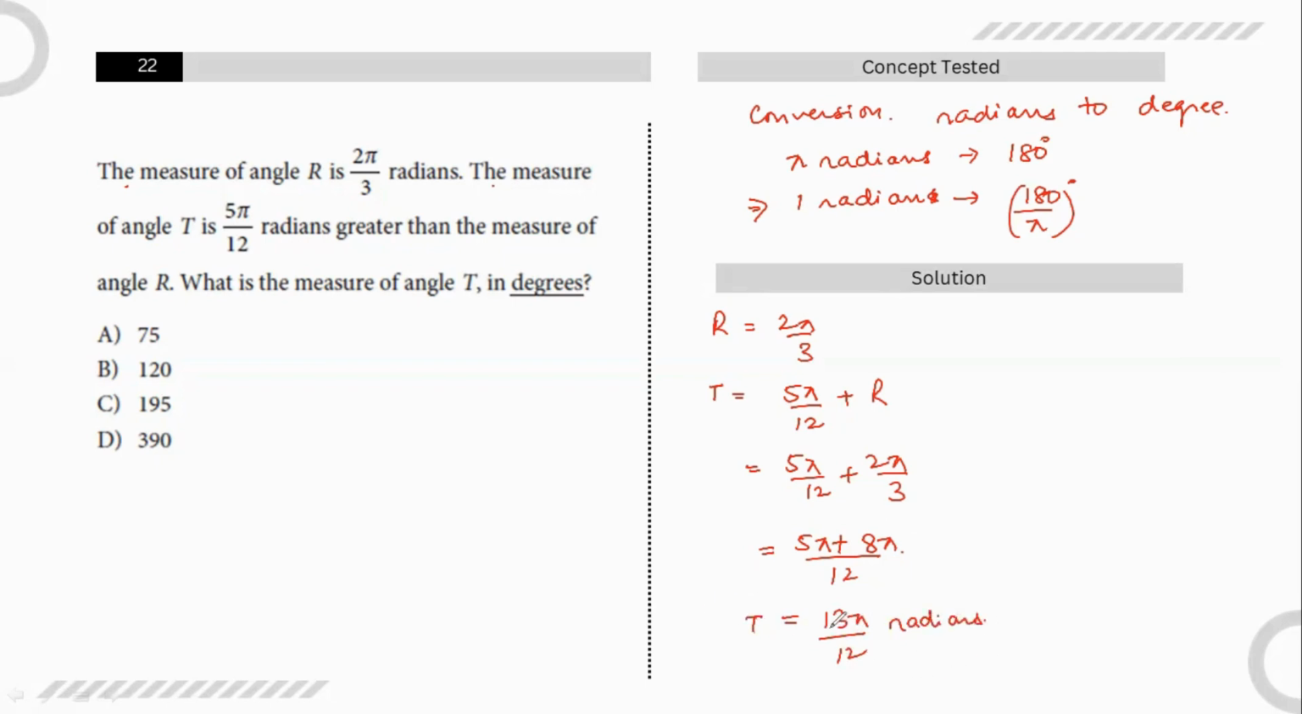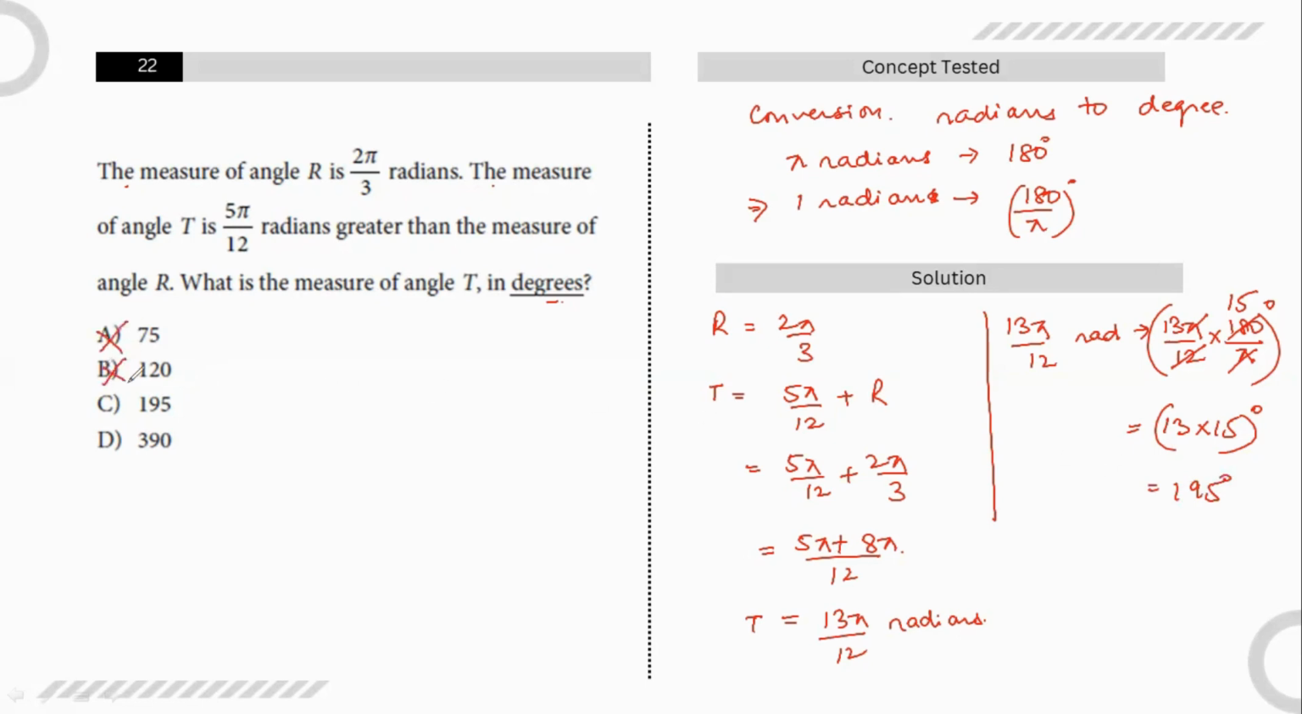So the T value comes out to be 13 pi by 12 radians, and the requirement is in degrees. So how can we solve this? Can we say that 1 radian is 180 upon pi? So 13 pi by 12 radians must be 13 pi by 12 times 180 divided by pi. That will be the degree conversion, right? Pi will get cancelled out. 12 15s are 180. So that will be 13 times 15 degrees, right? That is going to be 195. Option C being the correct answer here.